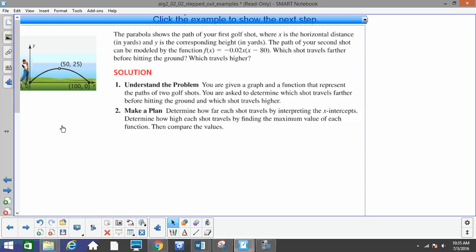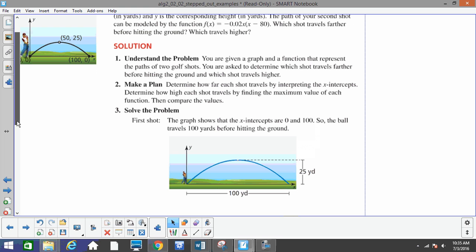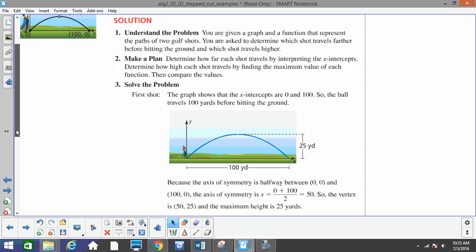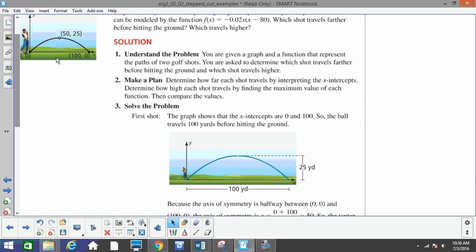So make a plan. Right there, they're telling us that our intercepts are at 0 and 100. And that makes sense because that's where it's hitting the ground. Your axis of symmetry would be between those two intercepts at 50. The maximum height is 25. And that's given to you right there.